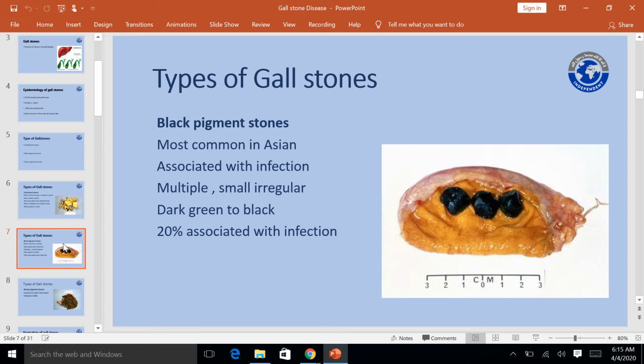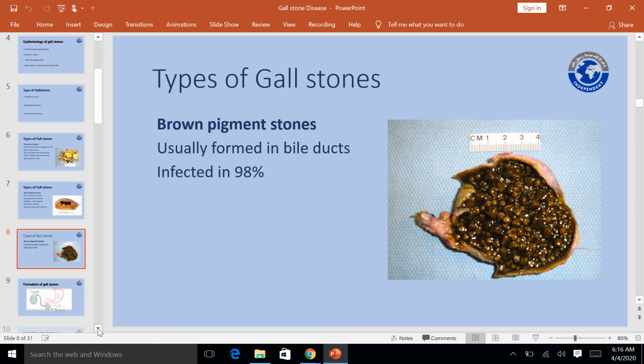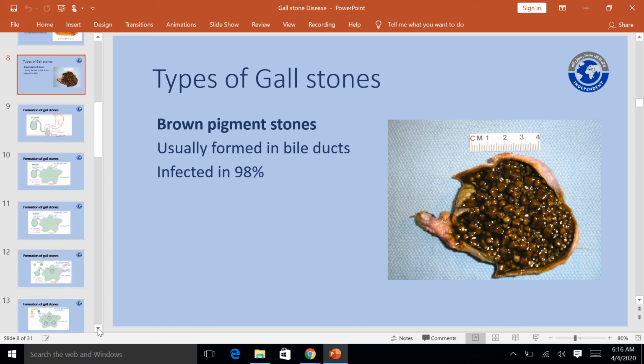Black pigment stones are most common in the Asian population. They are associated with infection. They are usually multiple, small, irregular, dark green to black in color, and they are often associated with infection. The other are the brown pigment stones. They are usually formed in bile ducts, and they are most commonly due to infection in the bile ducts or biliary tract.